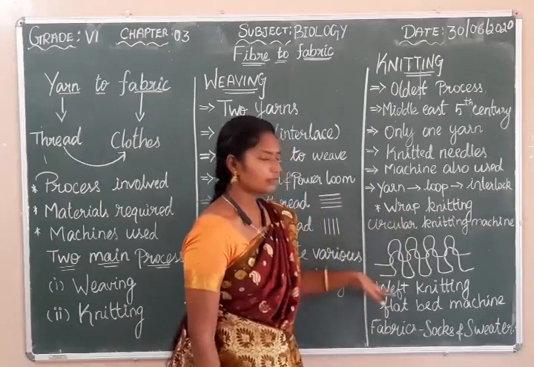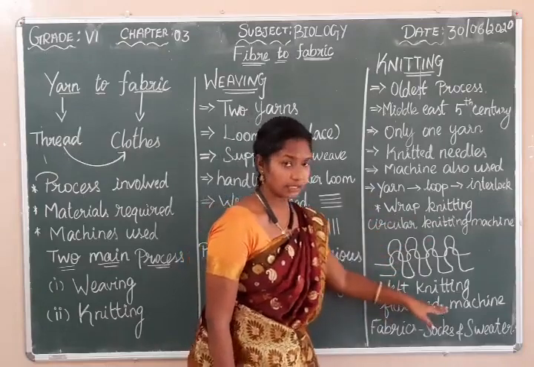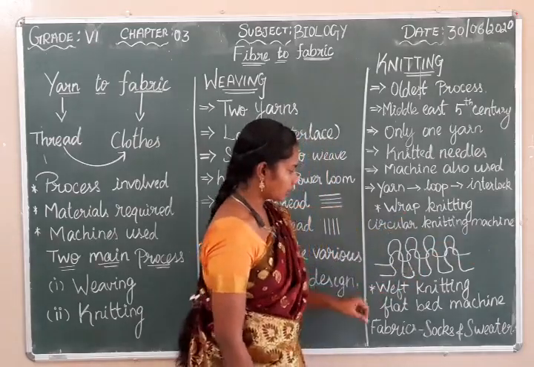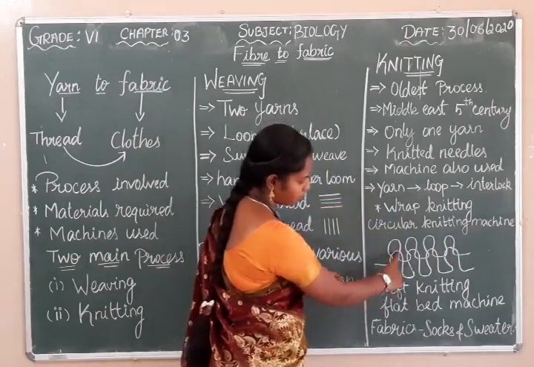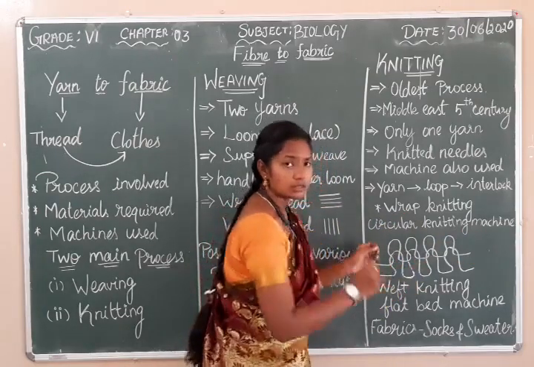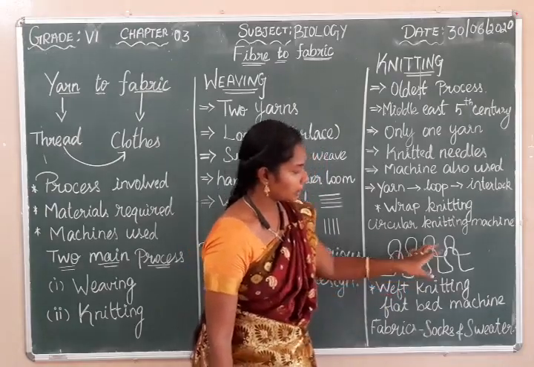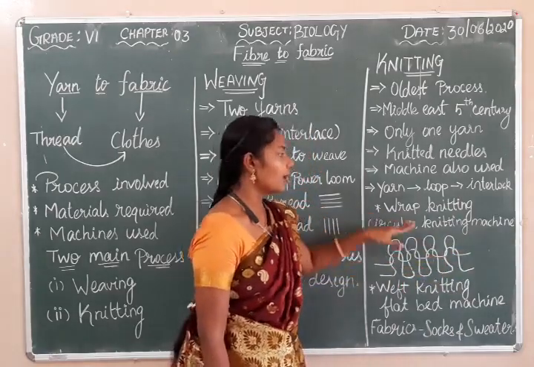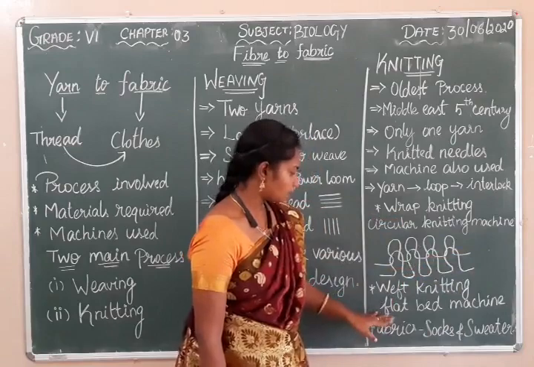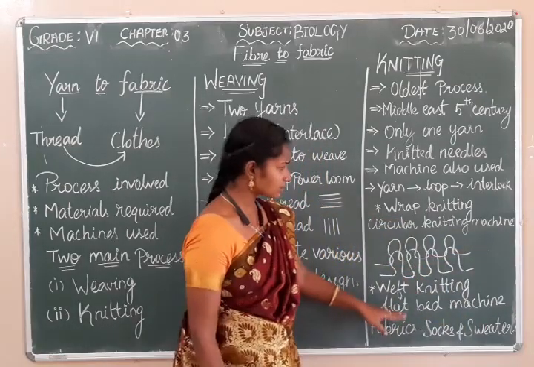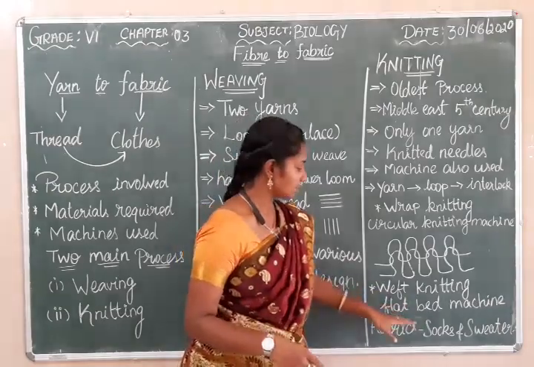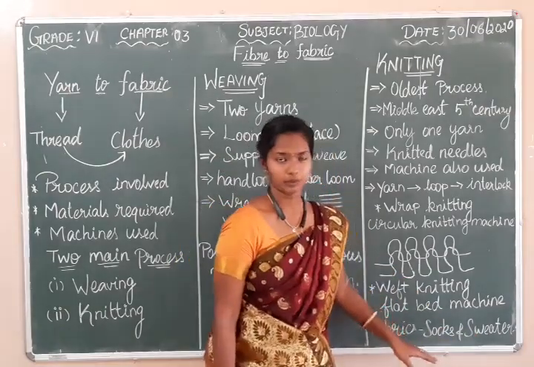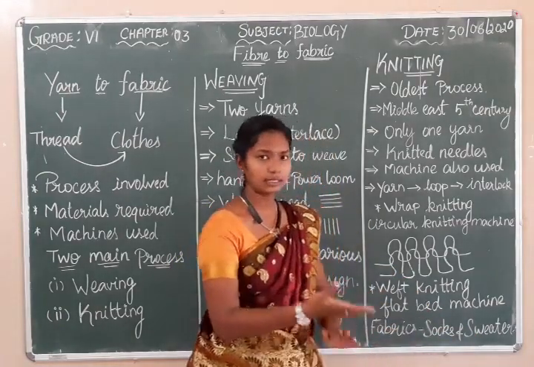Here we have two types of knitting, that is warp knitting and weft knitting. Weft knitting is done with circular knitting machines. See the pattern, how it is made. This is the yarn making loops. Here you can see the bend structure, that is the loop, which gets interlocked to the next loop. So this finally makes a fabric. This is about the warp knitting. In weft knitting, a flat bed machine is used. This is done in the vertical section, and the knitted fabrics are socks and sweaters, for example.